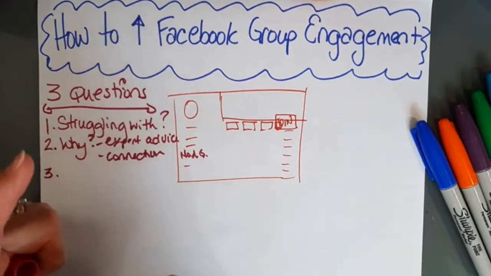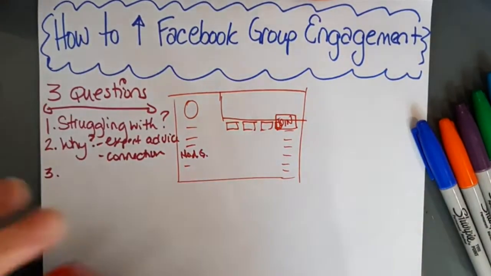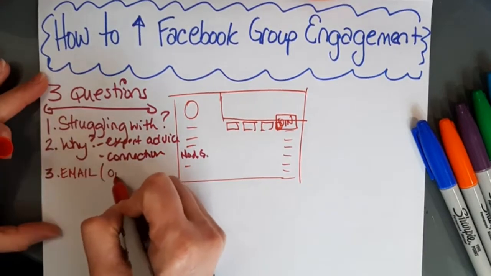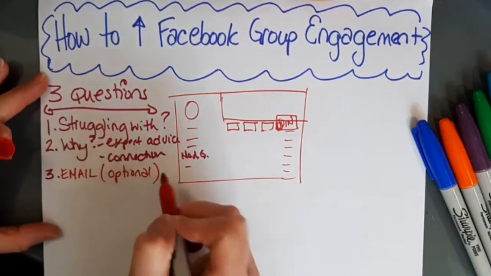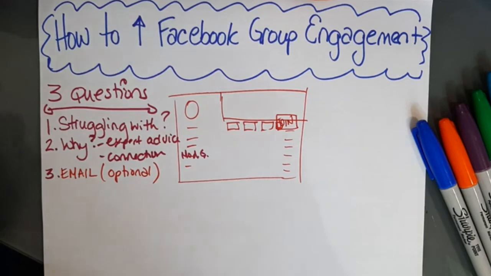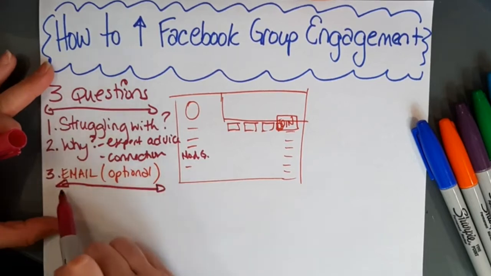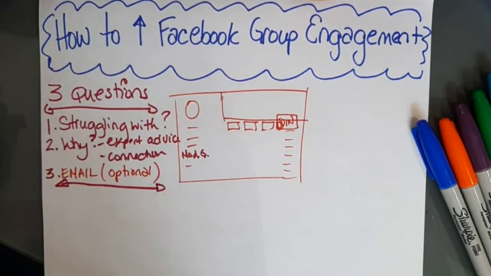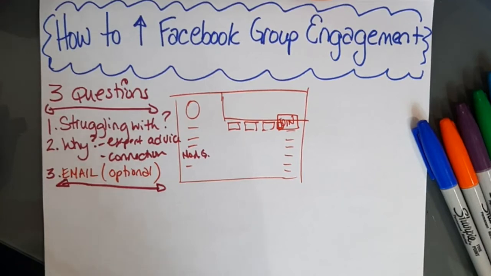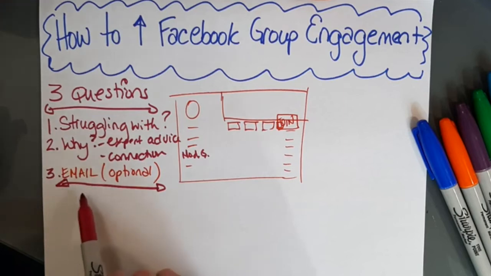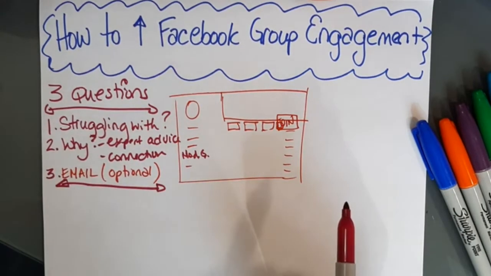And then the third question, and I think the most important question, I'm going to put this in red, is asking for their email. This is optional. You can't make them add their email to the group when they sign up, but adding their email gives you another way to connect with them. And if you've seen any of the other posts that we've done, we really talk about the importance of building your list, and this is one way to do that.